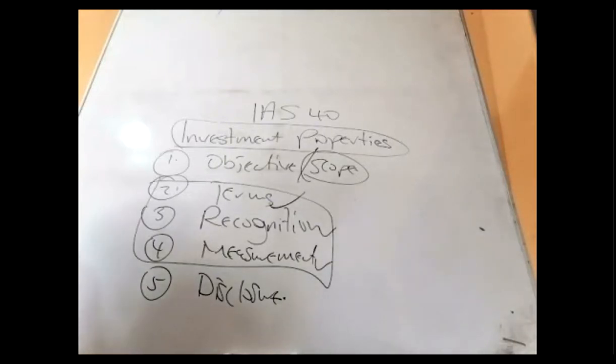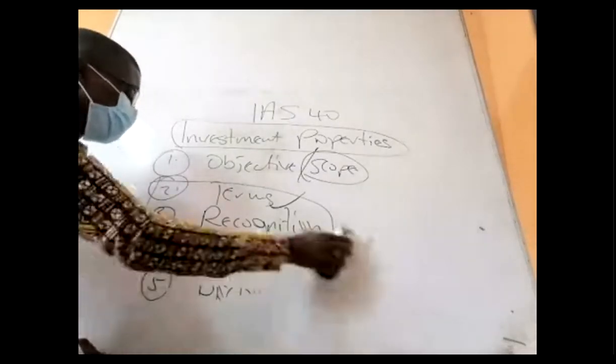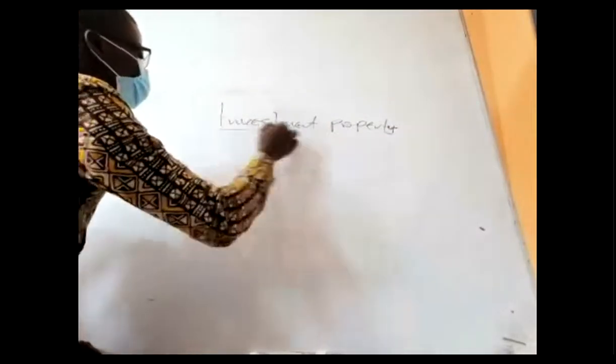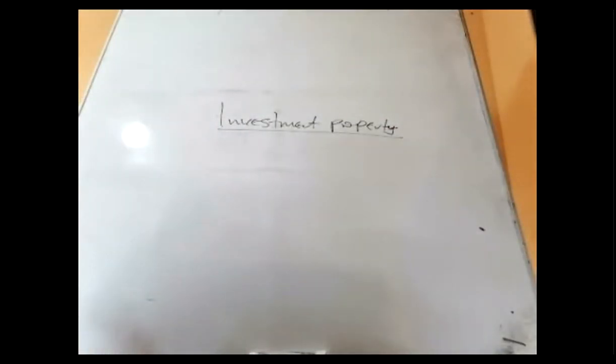Good. You may be asked to define it in the exams. So let's define investment property. Now, the definition for investment property is a bit long, so I'll break it down into 3 different components. When I ask you to define them, just summarize or put these 3 components together.